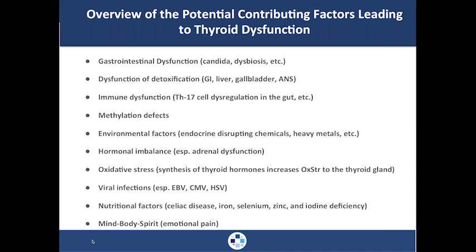Next is oxidative stress. The thing that I want to point out is that the synthesis of thyroid hormones in the thyroid gland needs hydrogen peroxide, which is oxidative in and of itself. So if the gland is not supported with the proper amount of glutathione, catalase, superoxide dismutase, and some of the cofactors such as zinc and selenium, the gland can be exposed to oxidative stress, causing metaplasia or change.